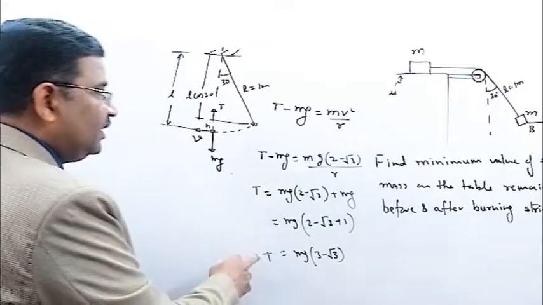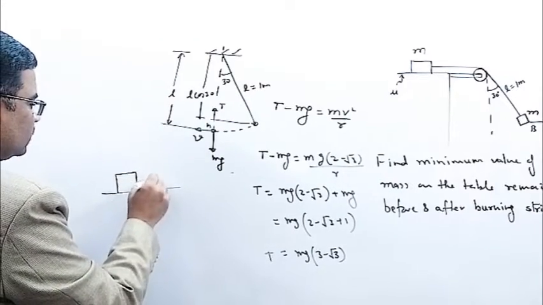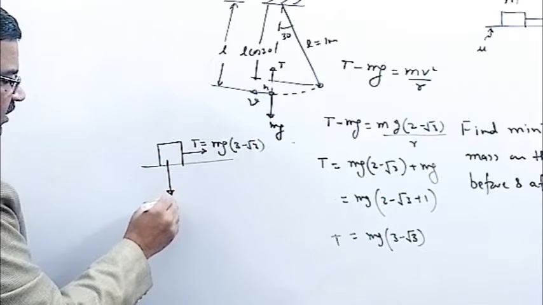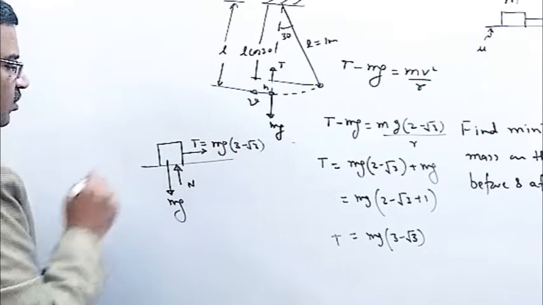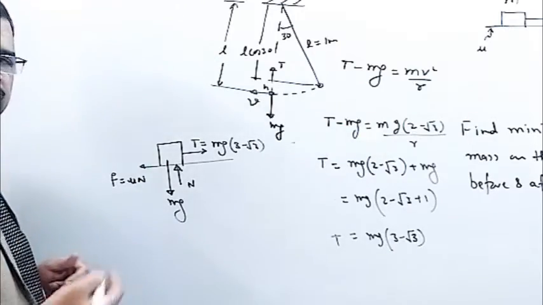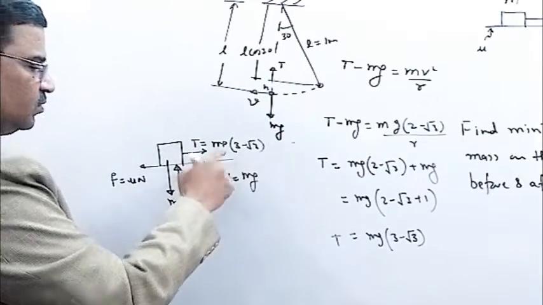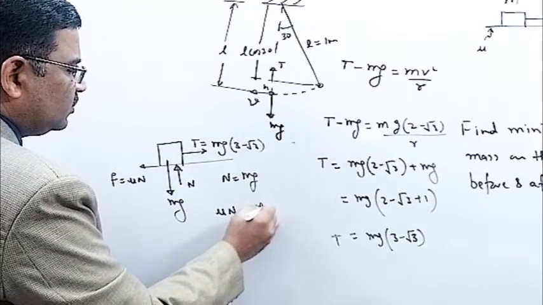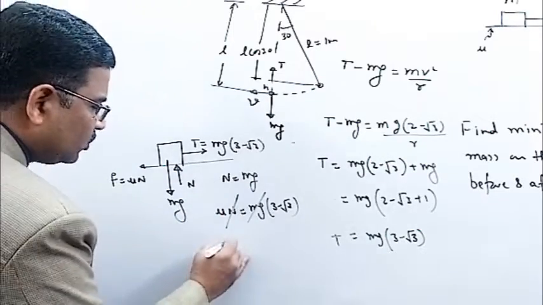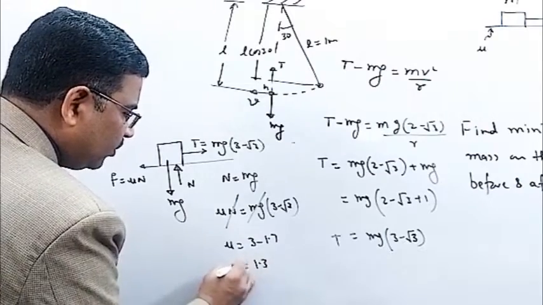Now this particular tension will act on the body which is placed on the surface. So that body will experience the following forces. One is the tension T, which is mg (3 minus root 3). The next is its own weight, which is mg. Another force is the normal reaction from the surface, and the last one is the friction, which is mu into N. Now because the body is at rest, all the forces must be balanced. So N is equal to mg, and mu into N is equal to this force. So mu into N is equal to mg (3 minus root 3). Now N is again mg, so mg and mg are cancelled, and I get mu is equal to 3 minus root 3. Taking root 3 as 1.7, this value comes out to be approximately 1.3.